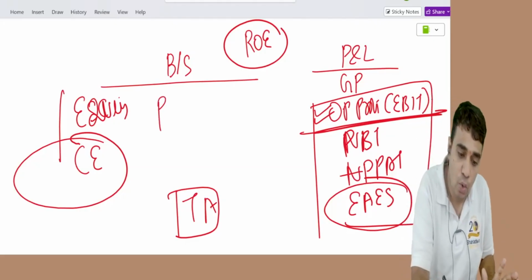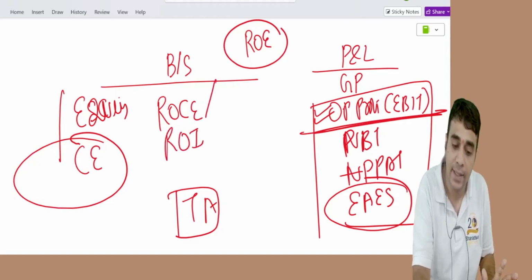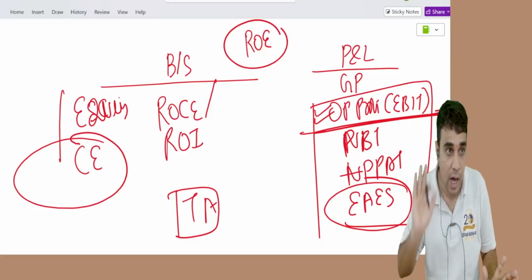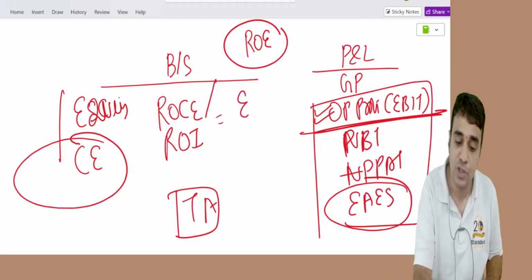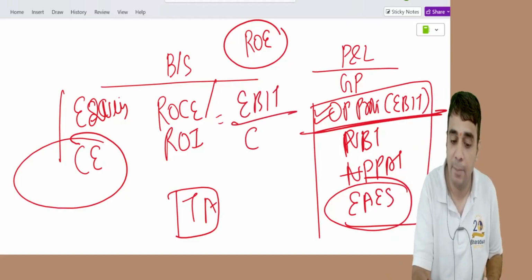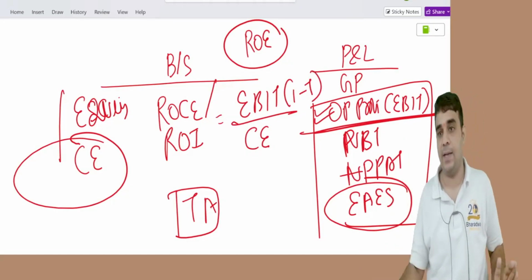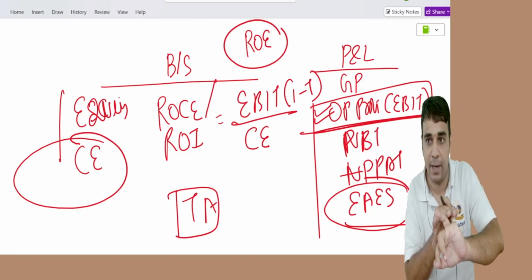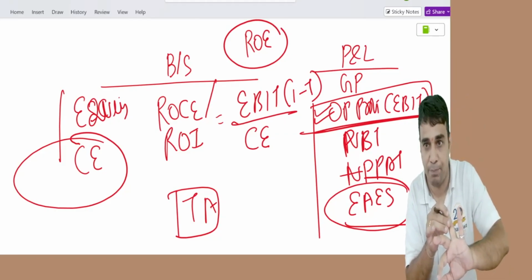So ROCE, the other name is ROI. Investment here does not mean the investment side of the balance sheet. ROI means capital employed. This can use EBIT divided by capital employed, or EBIT into 1 minus tax. In EBIT, interest is not subtracted, and tax is not subtracted either. That is wrong; tax should at least be subtracted.